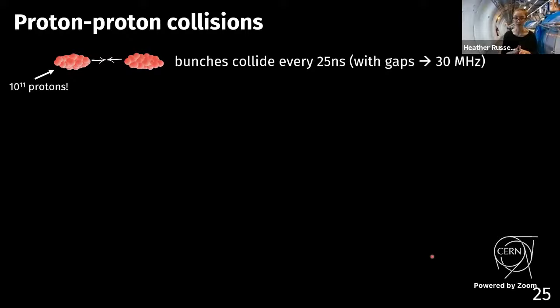There are some gaps, though, where the filling process, when we're putting them into the ring, actually just needs to take a bit of a breather before continuing with filling. So there are some 25 nanoseconds and then a bunch of gaps and then more 25 nanosecond spacing. So on average, our bunches are colliding at a rate of 30 megahertz. That's 30 million bunches colliding per second.